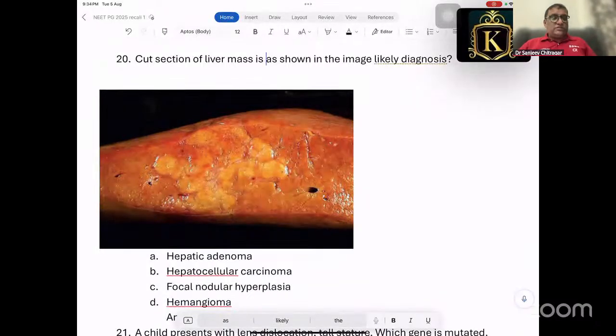Okay, a typical stellate scar image was given to you. Okay guys, if I have left out any question, please let me know. Any question? I'm just checking. Okay, it was a typical stellate scar image given. Okay, I'll change the image then.